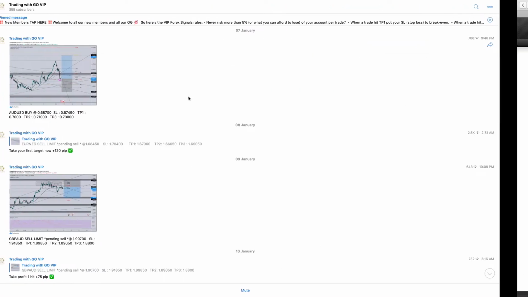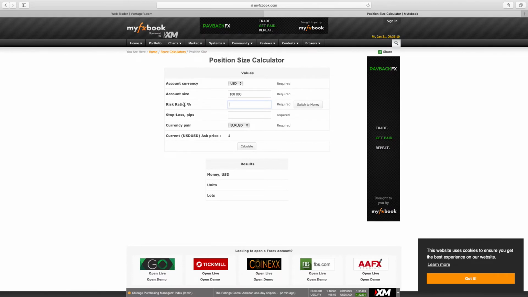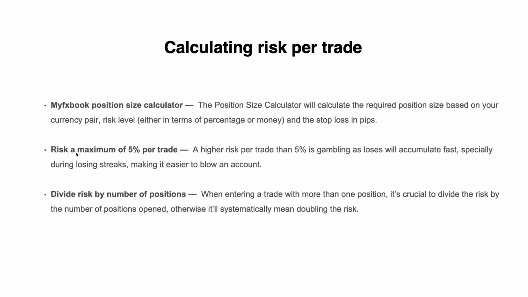And as mentioned here, you have the risk ratio, how much you're going to risk, either in percentage, or you can click switch to money, but don't ever click on this. Money doesn't mean anything. It's always the percentage, the gain or the loss in percentage that matters. So percentage, it's what counts. So we're not going to use this. And you want to risk a maximum of 5% per trade.